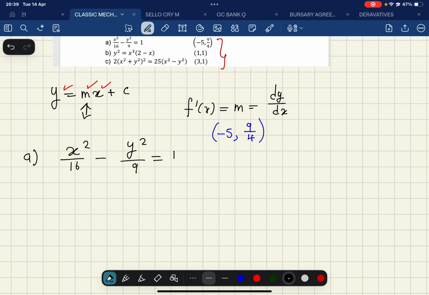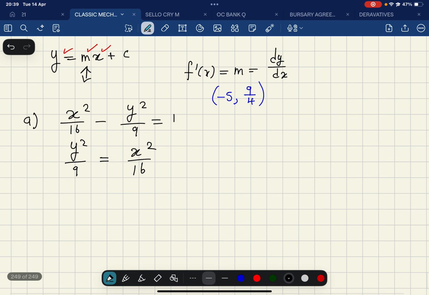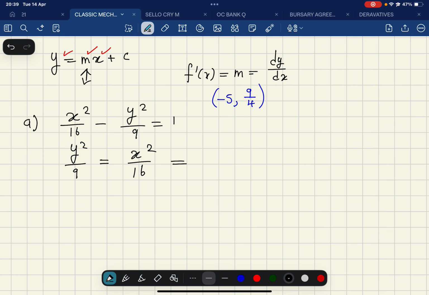That's the given point. First step, we must find our dy over dx, which means we can put those ones on the other sides. I can have y squared over 9, which is equal to what? x squared over what? Over 16. So from there I can use implicit differentiation. I multiply both sides by d over dx.